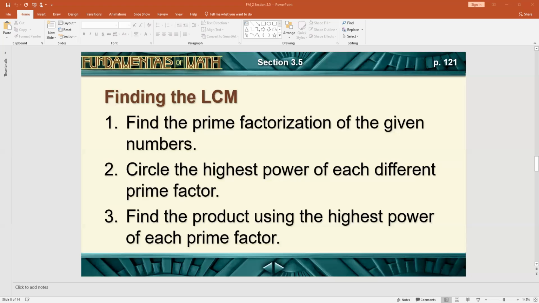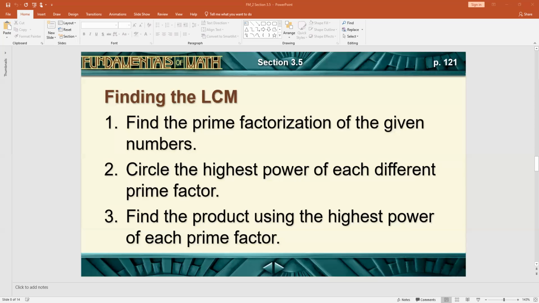So 2 cubed, then we look at the base number 3, and 120 has just one 3 with no exponent, and 90 has 3 squared. So we need the one that's 3 squared, 3 to the power of 2. And then they both have a base 5 with no exponent, so you can bring either one of those down. So then step 3, find the product using the highest power of each prime factor. So your least common multiple is 2 cubed times 3 squared times 5.